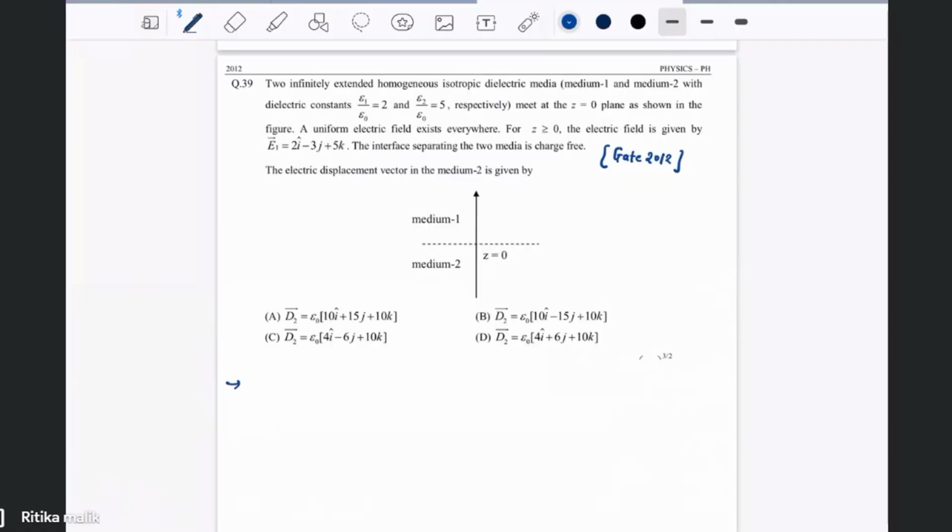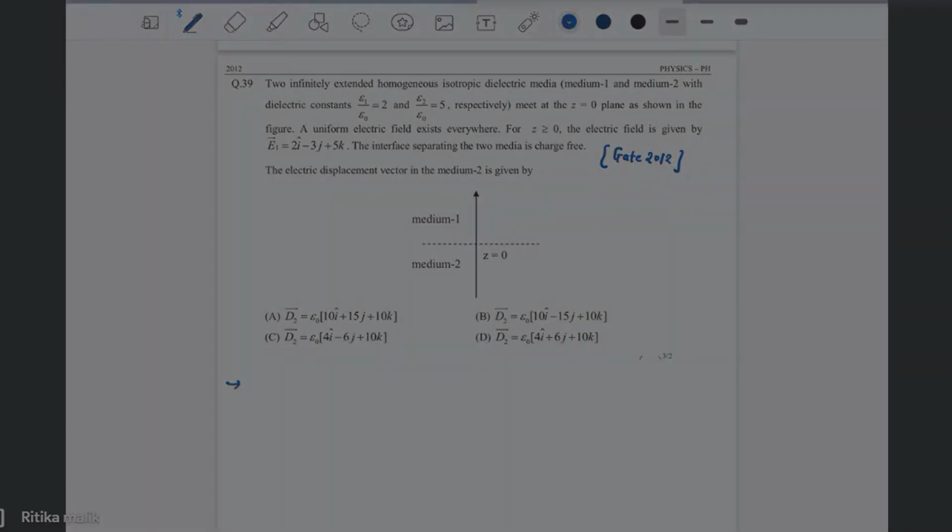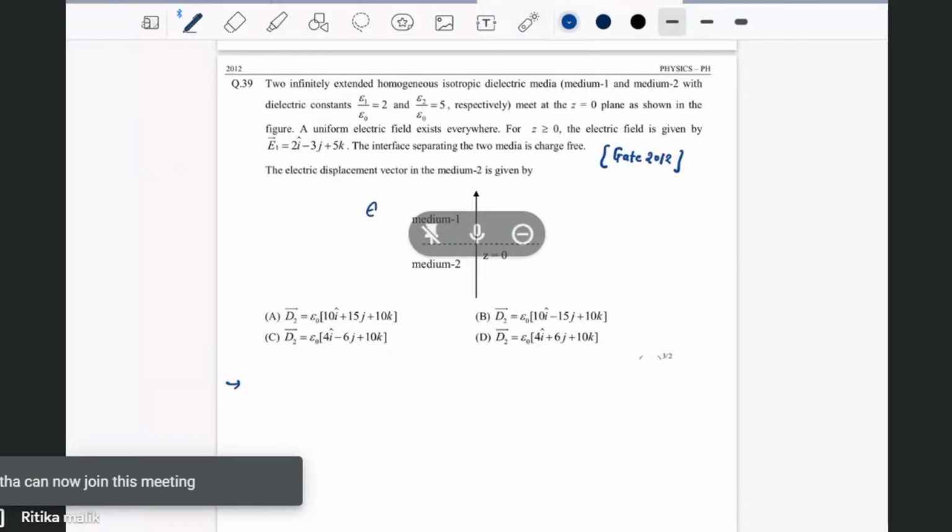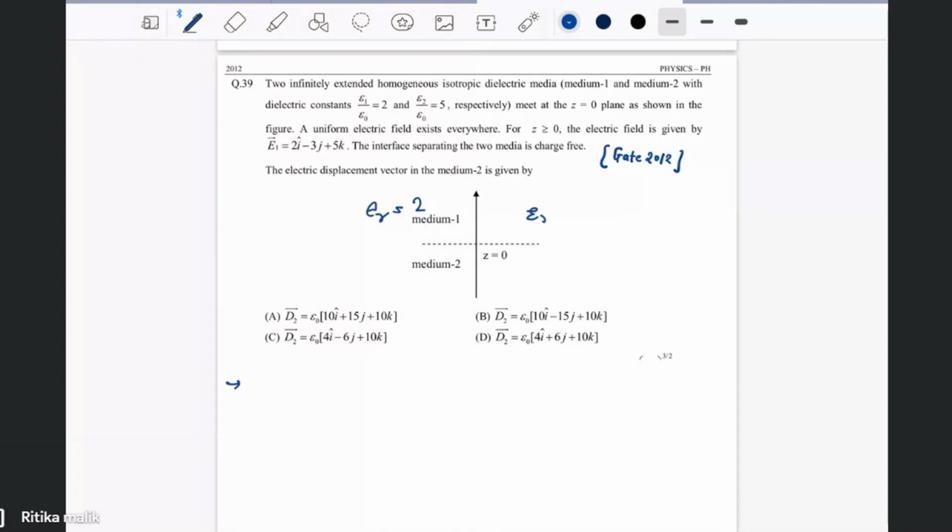Okay, so let's start with this question. Two infinitely extended homogeneous isotropic dielectric media, medium 1 and medium 2, have dielectric constants epsilon r equal to 2 for medium 1 and 5 for medium 2. They meet at the z equals 0 plane.